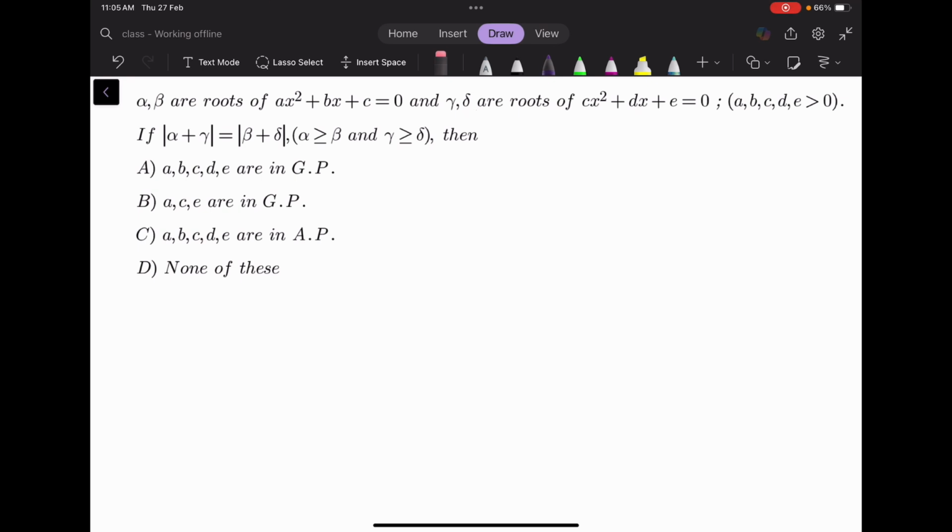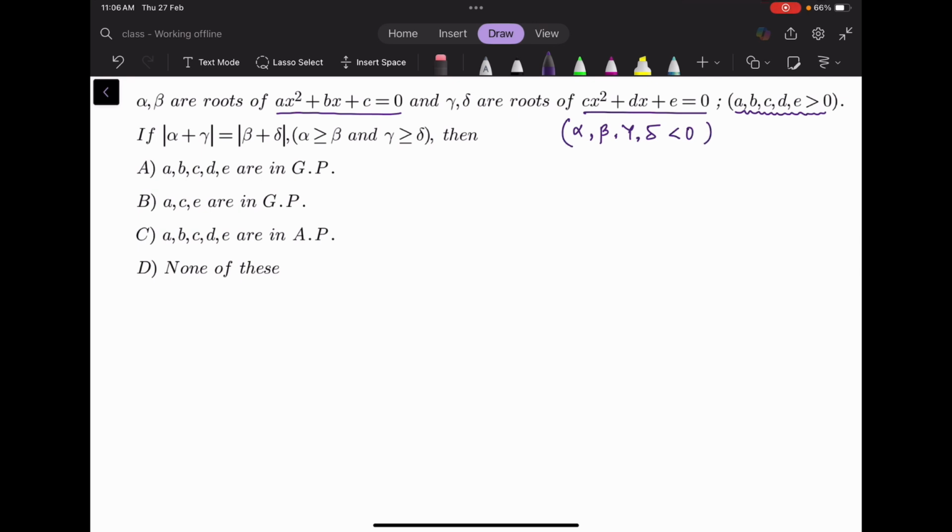So let's start. One thing is given here that A, B, C, D, E all are positive. So if the coefficients of a quadratic are positive, then the roots will be negative because no positive value will make the quadratic 0. So here the roots of both the quadratics have to be negative. That means alpha, beta, gamma, delta all are negative.